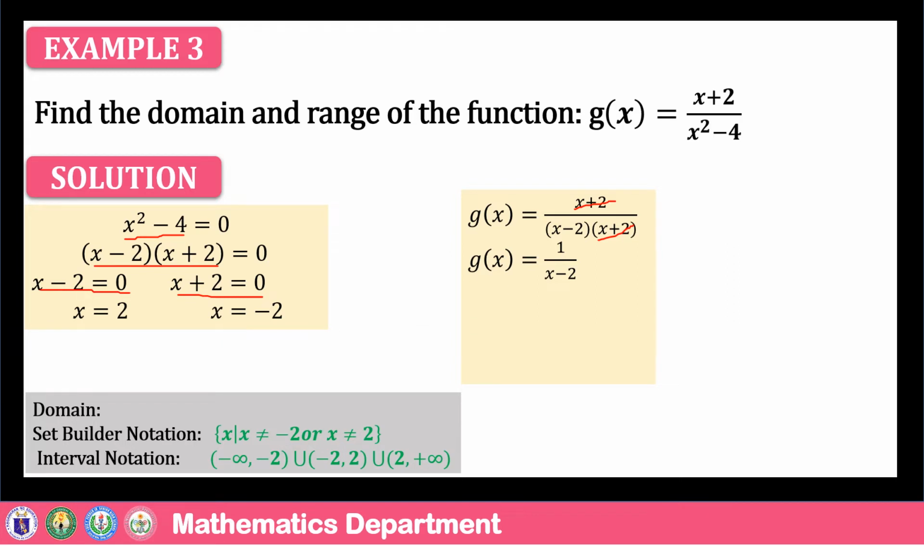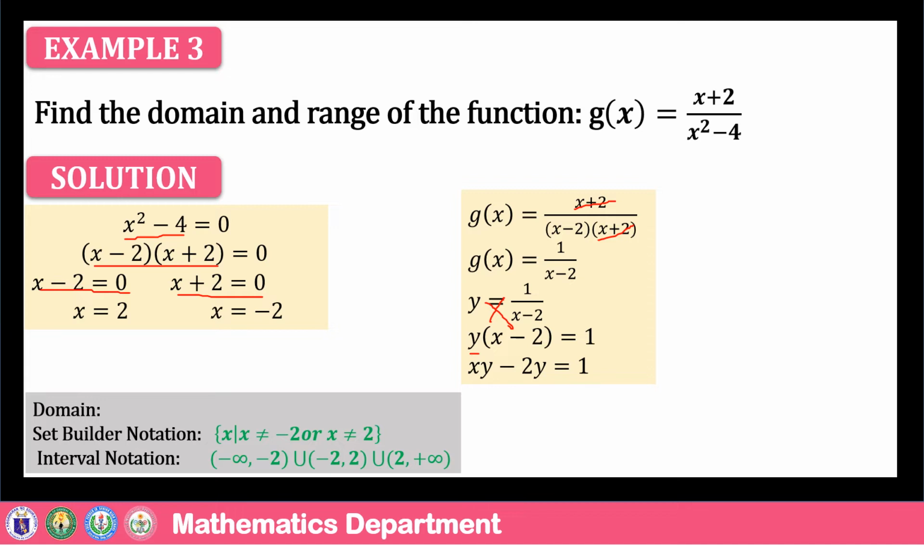So, saka natin yung gagawin ang process na ginawa natin kanina. We change g of x to y, so we'll have here y is equal to 1 over x minus 2. And then pagkatapos niyan, we do the cross multiplication. So we'll have y times x minus 2 is equal to 1. And then we distribute y dito sa ating grouping symbol. So we'll have here xy minus 2y is equal to 1.